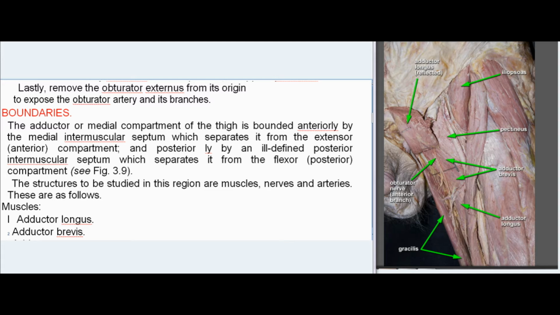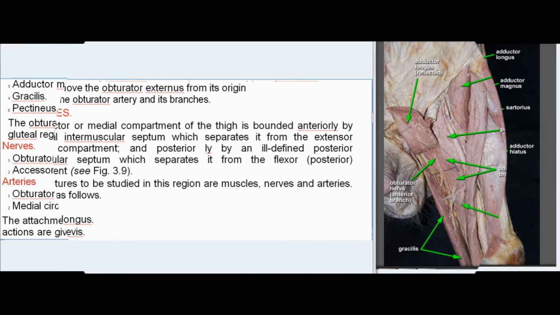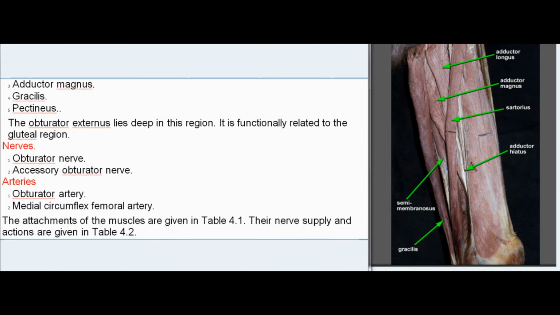These are as follows. Muscles: 1. adductor longus, 2. adductor brevis, 3. adductor magnus, 4. gracilis, 5. pectineus. The obturator externus lies deep in this region. It is functionally related to the gluteal region. Nerves: 1. obturator nerve, 2. accessory obturator nerve. Arteries: 1. obturator artery, 2. medial circumflex femoral artery. The attachments of the muscles are given in Table 4.1. Their nerve supply and actions are given in Table 4.2.